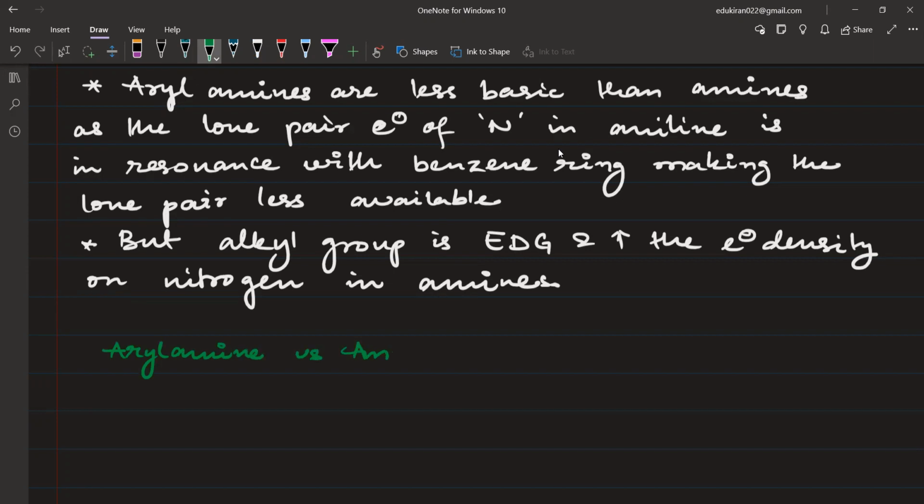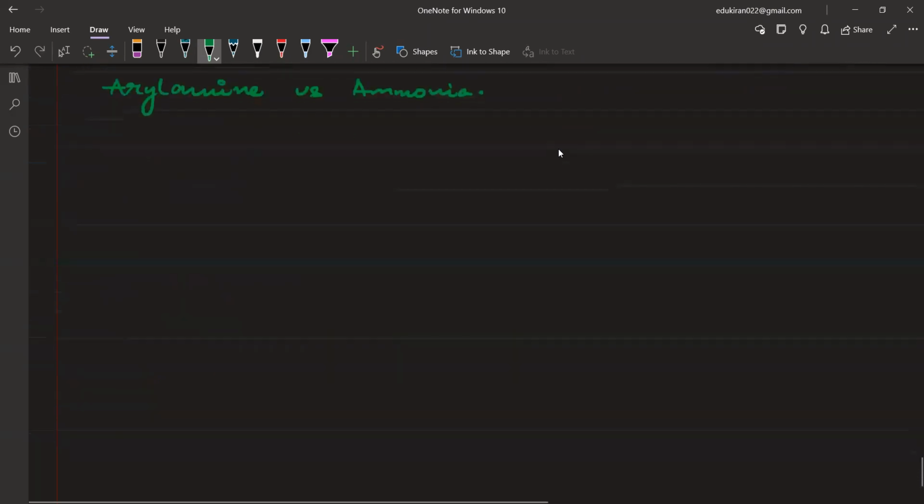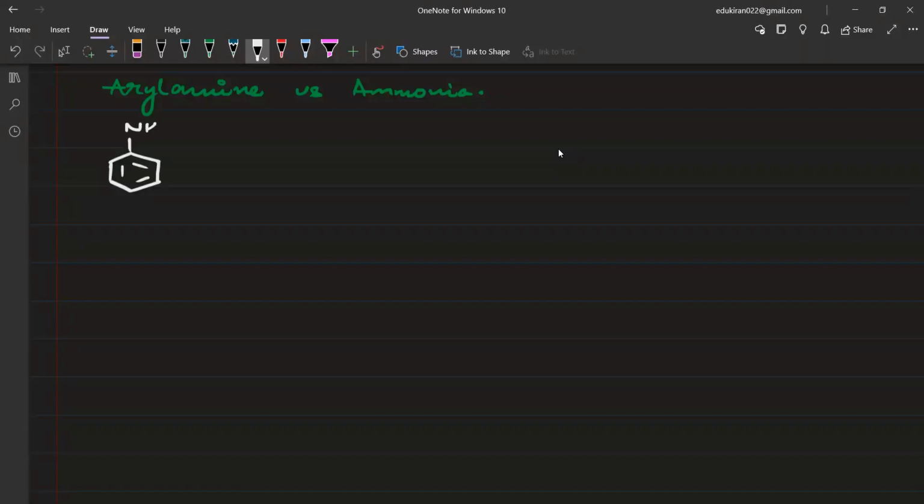Aryl amine versus ammonia. Now we know about aryl amine that it does not have a very available lone pair electron. We have seen that. Now let us also look at the product here. If I take aniline in the presence of H plus, it will form anilinium ion, NH3 positive. Now this aniline can have resonance like this. It can give the lone pair electron to this bond. It can go here, and if you make all the resonating structures, it will have 5 resonating structures.